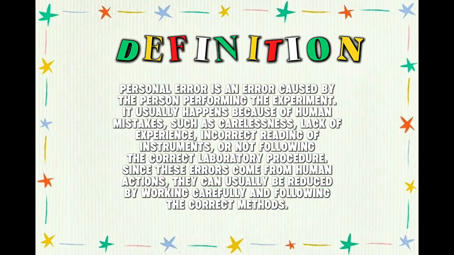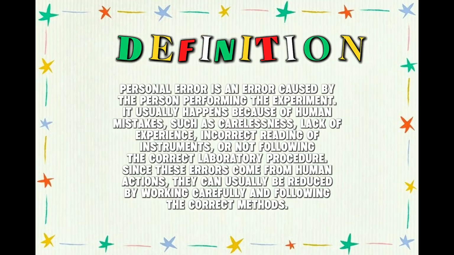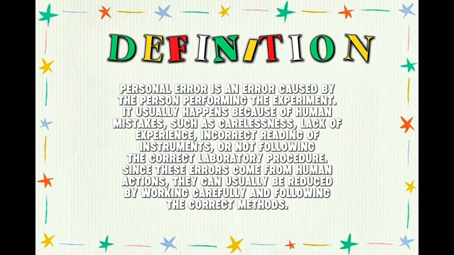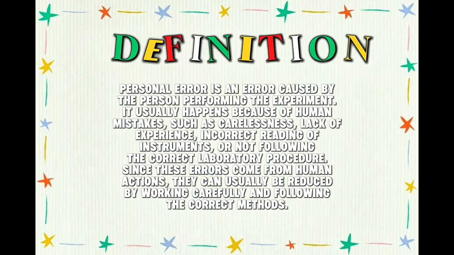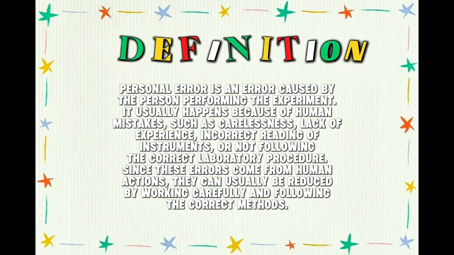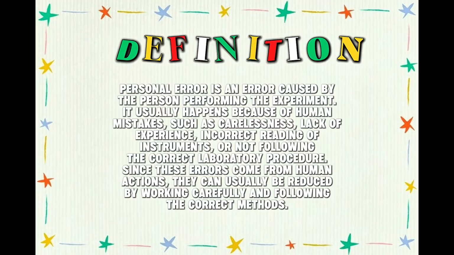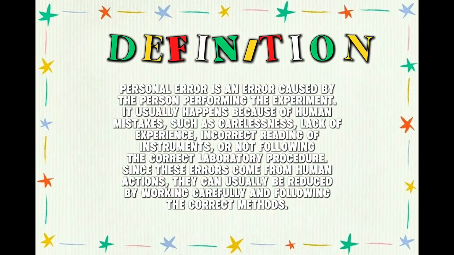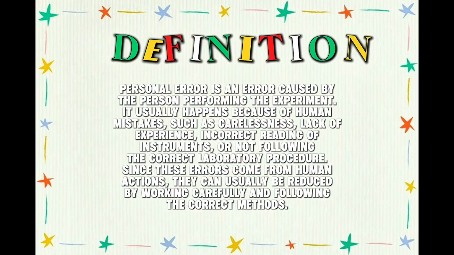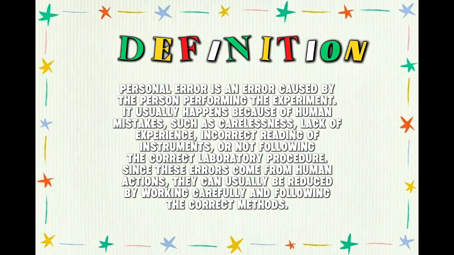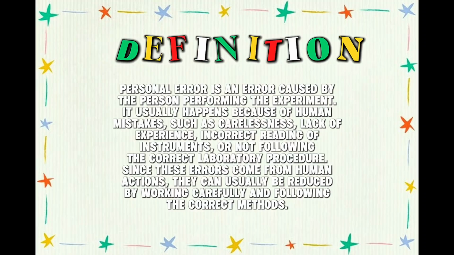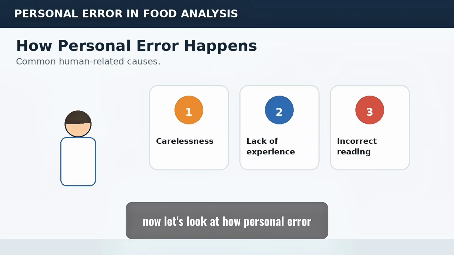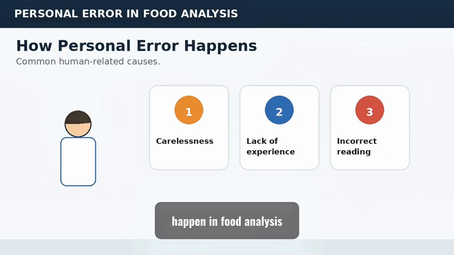It usually happens because of human mistake, such as carelessness, lack of experience, incorrect reading of instrument, or not following the correct laboratory procedure. Since these errors come from human actions, they can usually be reduced by working carefully and following the correct methods. Now, let's look at how personal error happens in food analysis.